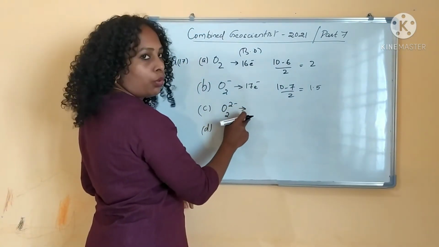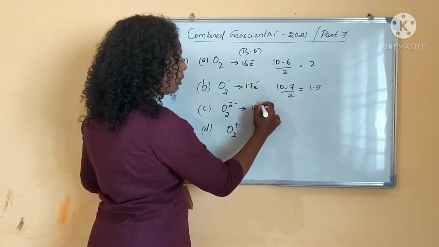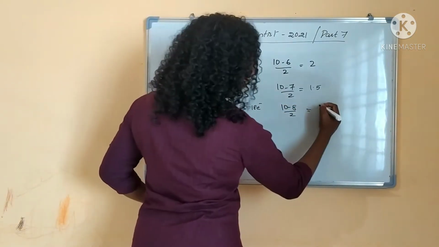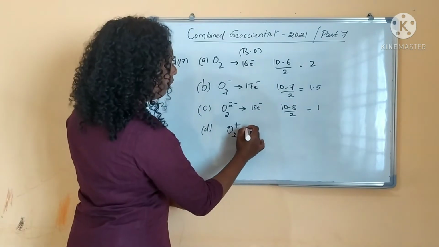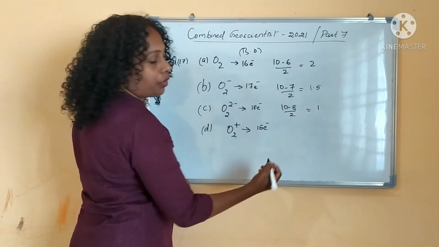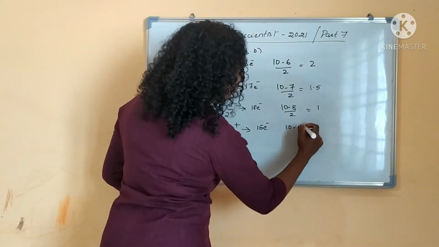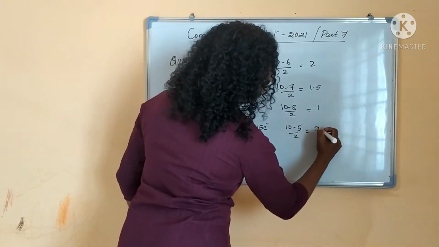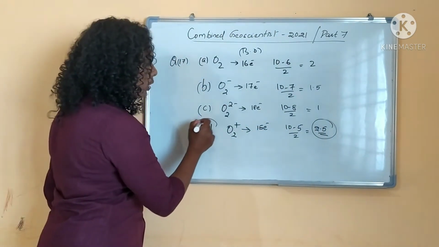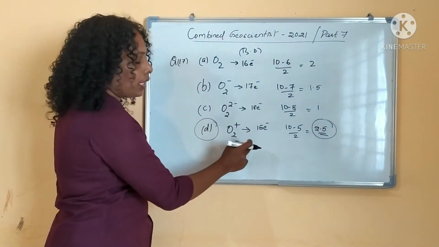O2 2 minus means an 18 electron system. 10 minus 8 divided by 2, you will get 1, right? And O2 plus has 15 electrons, right? So 10 minus 5 divided by 2, you will get 2.5. So which one has the highest bond order? This one will have the highest bond order.